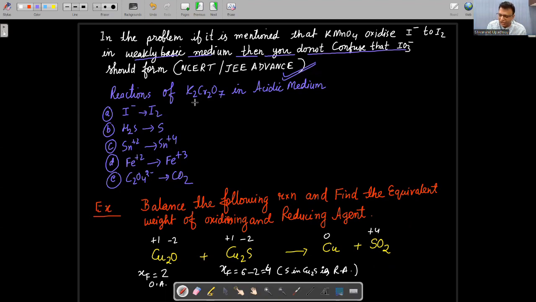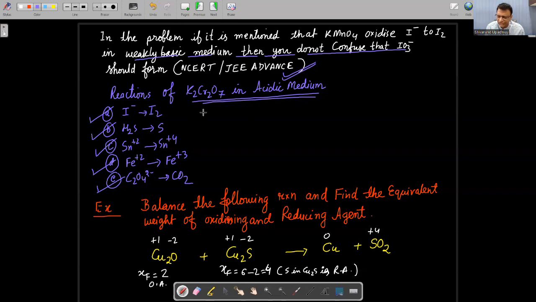Reaction of K2Cr2O7 in acidic medium. Again, I am saying that we use this in the lab, the Mohr's salt reaction with K2Cr2O7. So iron +2 is converted into iron +3. This also we use in the lab. Oxalate ion is converted into carbon dioxide. Apart from that, I- is converted into I2, and H2S is converted into sulfur. Tin +2 is converted into tin +4.